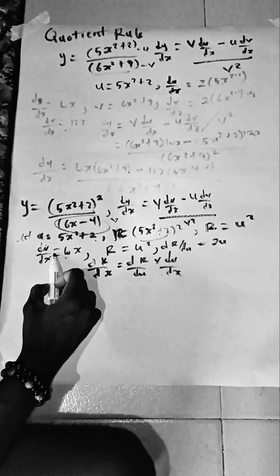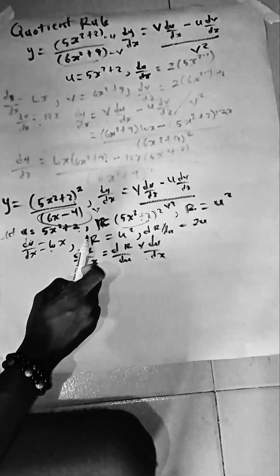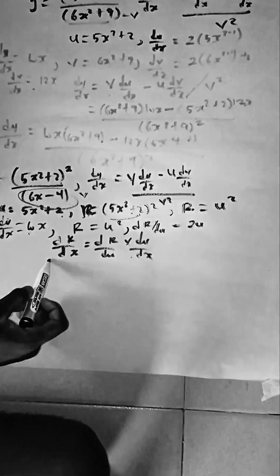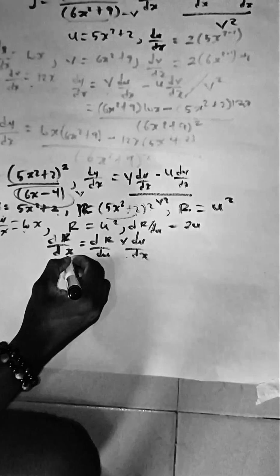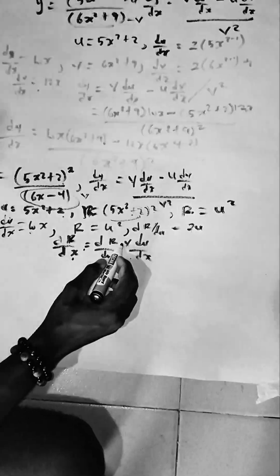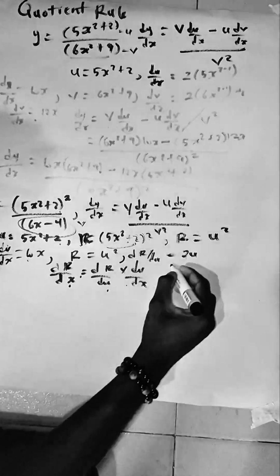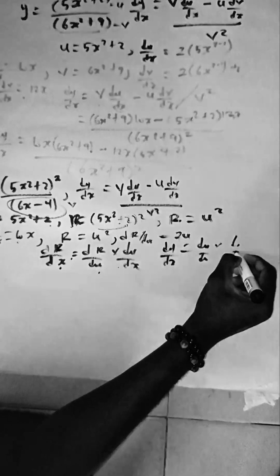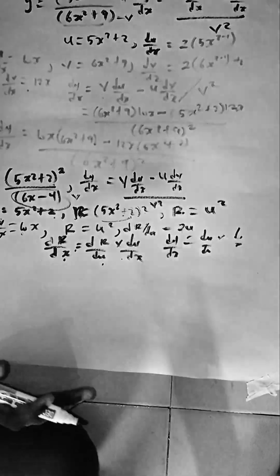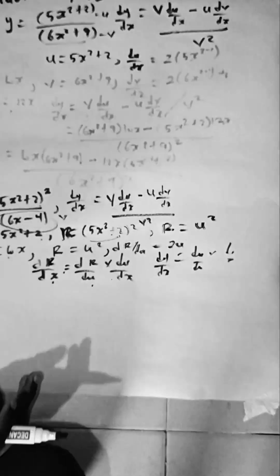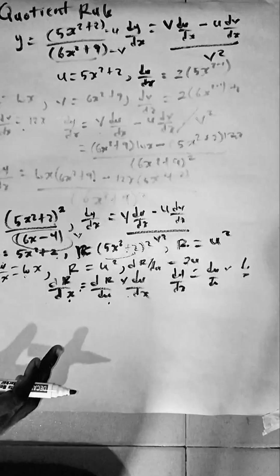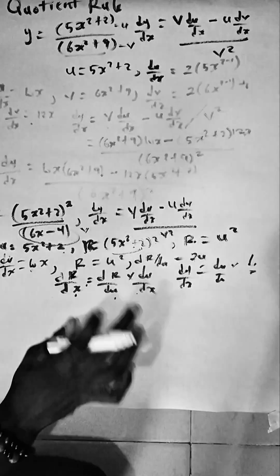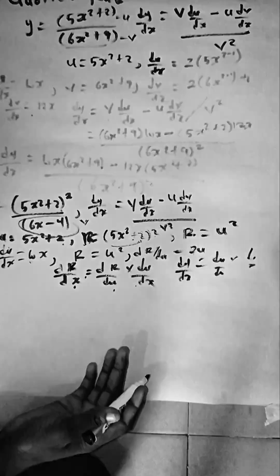We already got our du by dx. We now need our dr by du, so we differentiate r with respect to u. dr by du is just going to be 2u. Then we use our chain rule formula: dr by dx is equal to dr by du times du by dx. Normally the chain rule formula is dy by dx equals dy by du times du by dx. These could be any variable of your choice, so it doesn't really matter. They could be dw by dx or dz by dx.